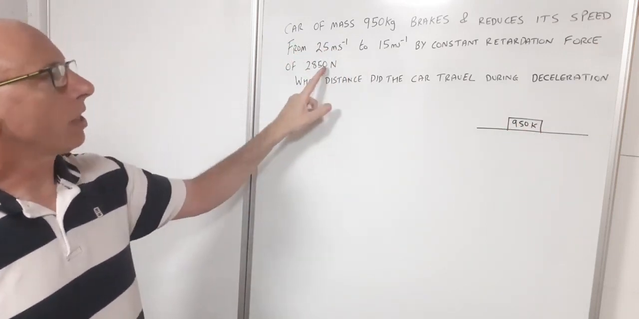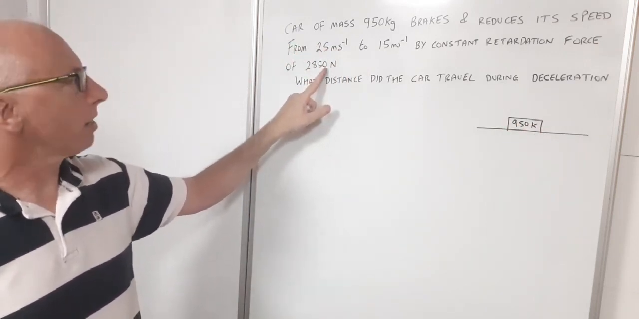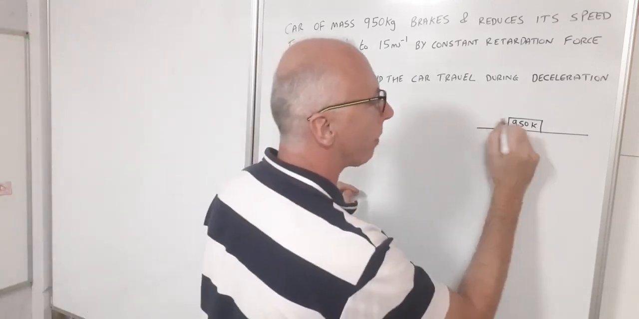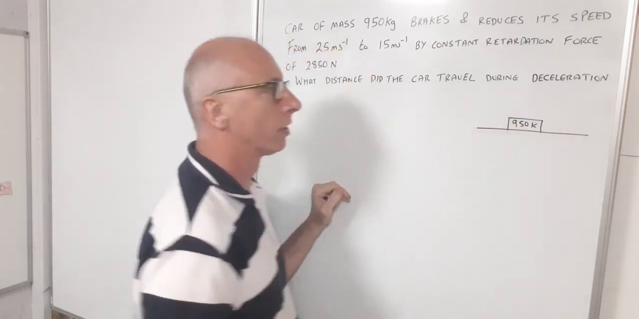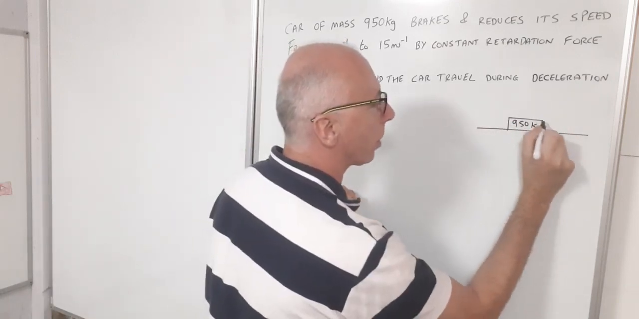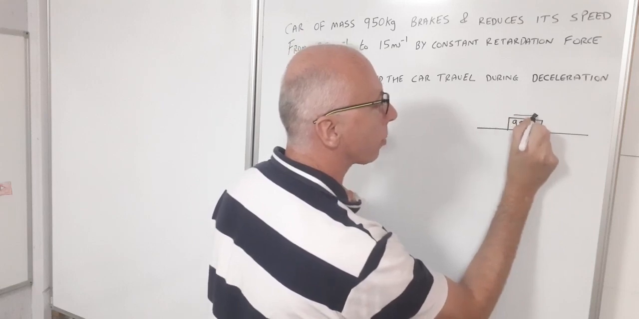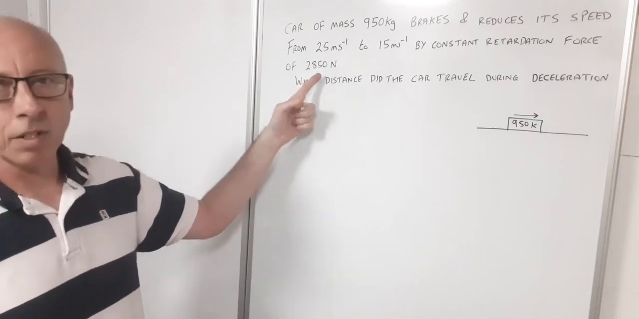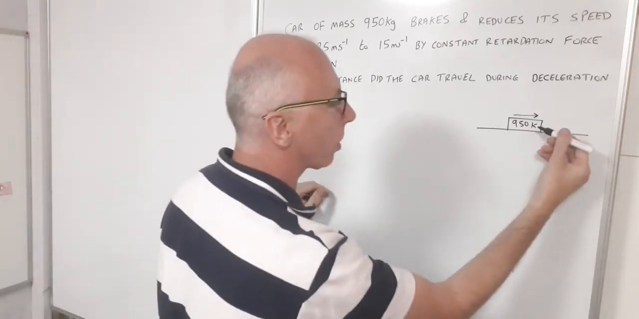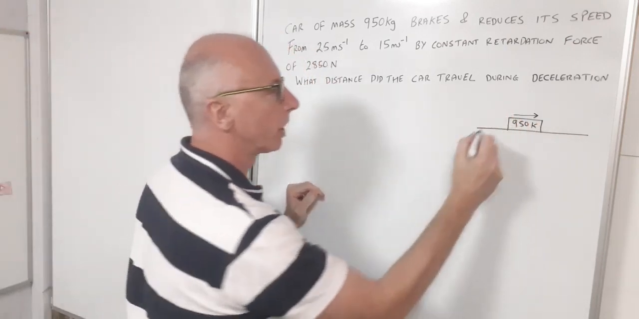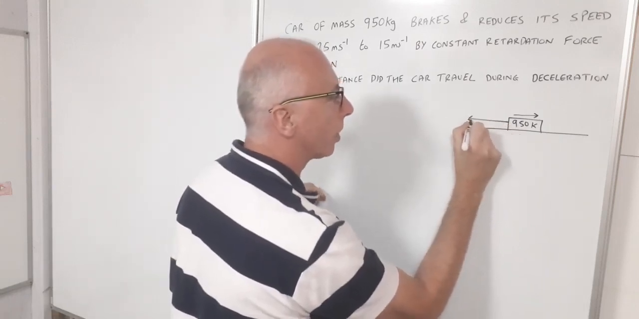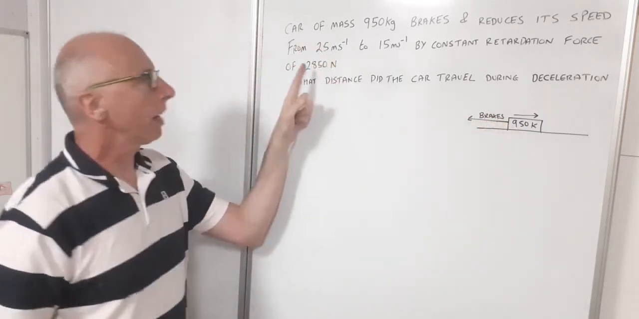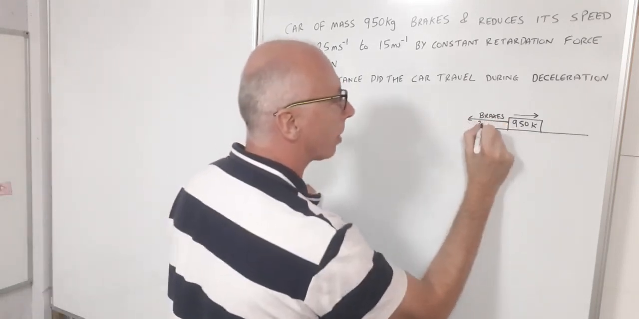Now, the retardation force when it's applying the brakes is 2,850 newtons. So let's assume the car is travelling in this direction, so let's just put a little arrow there to represent the travel of the car. Now, if the car is applying the brakes, then the force is going to go in the opposite direction. So the braking force, let's put that as the brakes. That one there is 2,850 newtons.